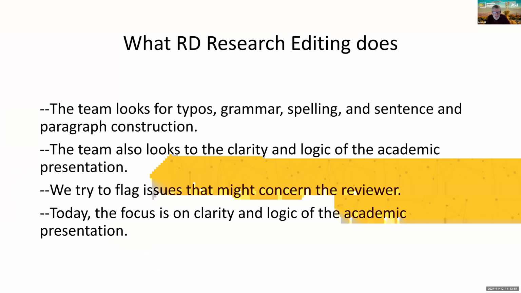Okay, our editing office. What do we do, first of all? The research editing office. We look for the usual typos and grammar and spelling and sentence structure and so on. But we also more deeply look at the clarity and logic of the academic presentation. And that's what we're going to be talking about today. These are the kinds of issues that we're going to look for. We're going to try to flag things that might be of some concern to the reviewer. All right, so that's what we're going to focus on today. Next slide, please.